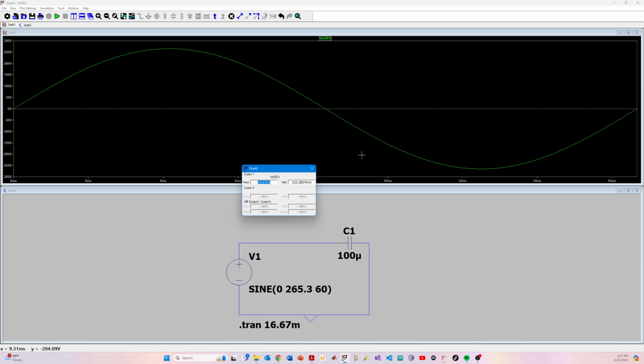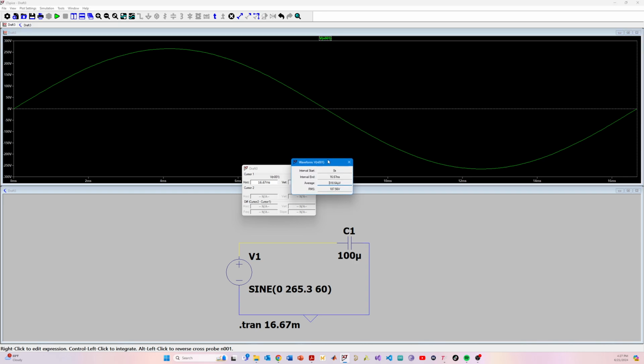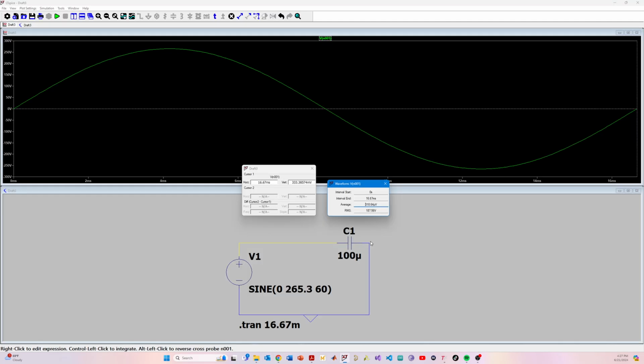So now to get the RMS, root mean square, we Control-click on that. And as you can see, our RMS for this problem is 187.56 volts. If we go back to our problem, we see that it's 187.6, which is rounded. Same thing. So there we go. This is how you would find the RMS voltage of a capacitor or whatever you want in a circuit.